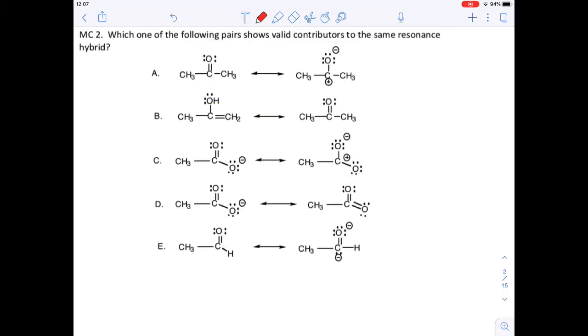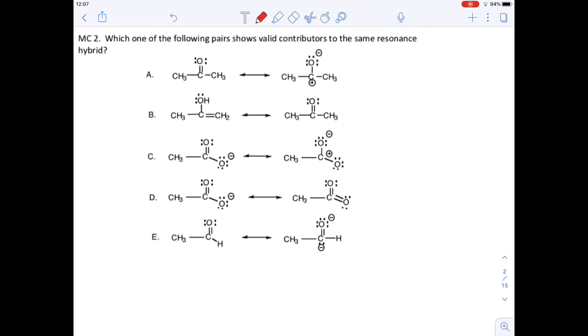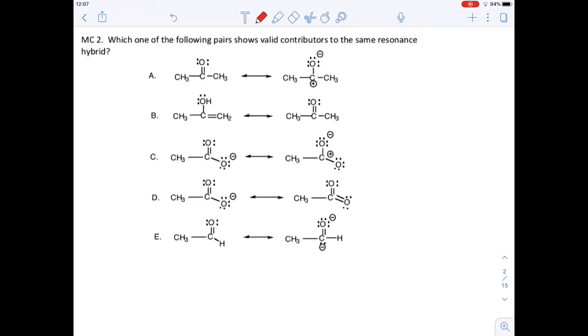Okay, so moving on to the next multiple choice. It says, which of the following pairs show valid contributors to the same resonance hybrid? The best way to do these kinds of questions is to go in order and compare the second and first structure and see if any of them violate any of the rules of resonance, or if the structures are valid, and make sure that the overall charge is still the same, etc. This is similar to what you would have done for exam 1, but you never know, he could retest you.